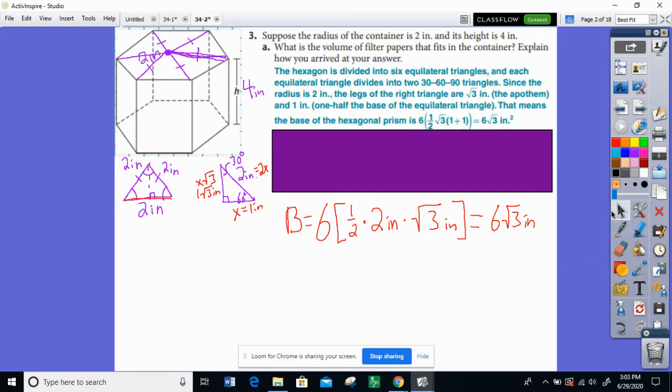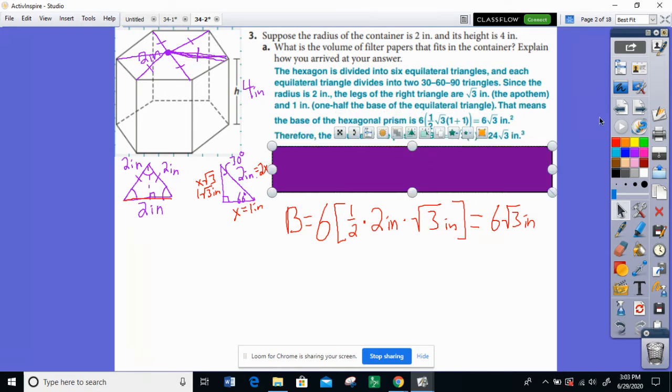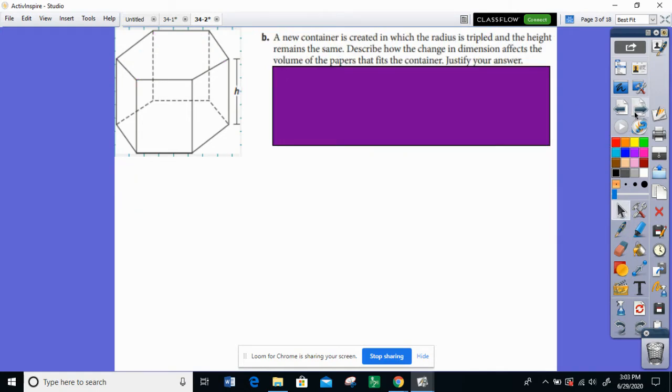So if we want to get the volume, we just need to multiply this base area times the height. So 6 times the square root of 3 times 4 for the height gives us a total volume of 24 times the square root of 3 inches cubed.